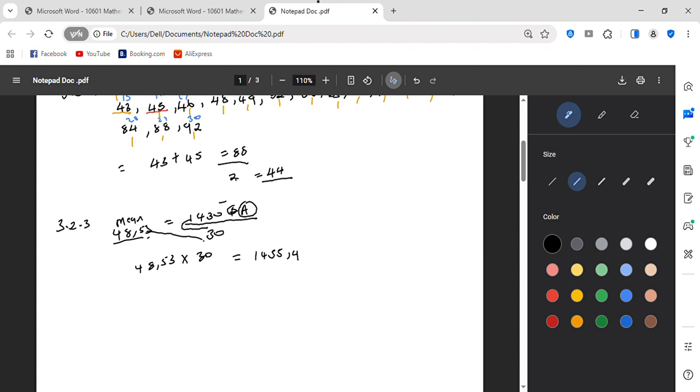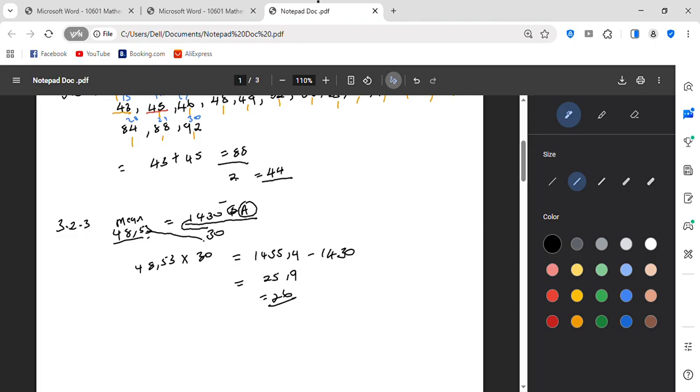So you're going to say 1455.9 minus 1430, which you just got there, and then your answer is going to be 25.9, and then you round that off, it's going to be 26. So this is your answer.